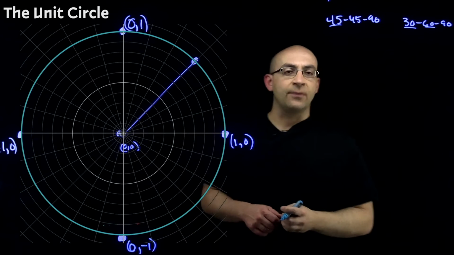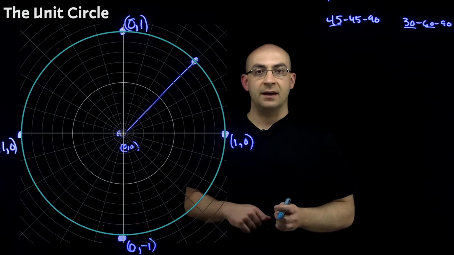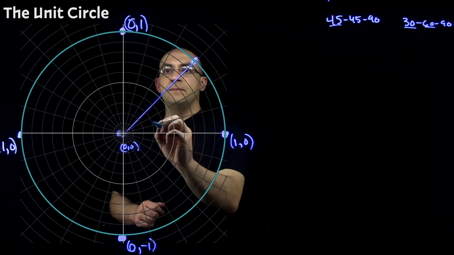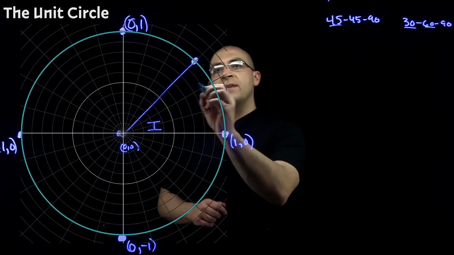That is going to be our 45-degree angle. Again, it's from the x-axis up. We are in quadrant 1. Okay. This is a 45-degree angle.